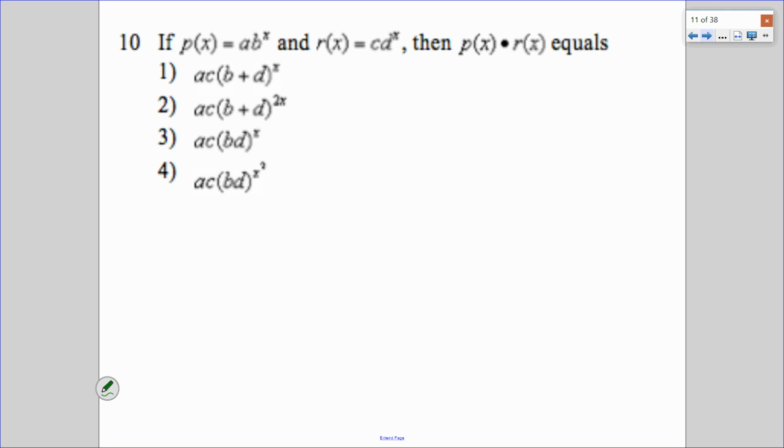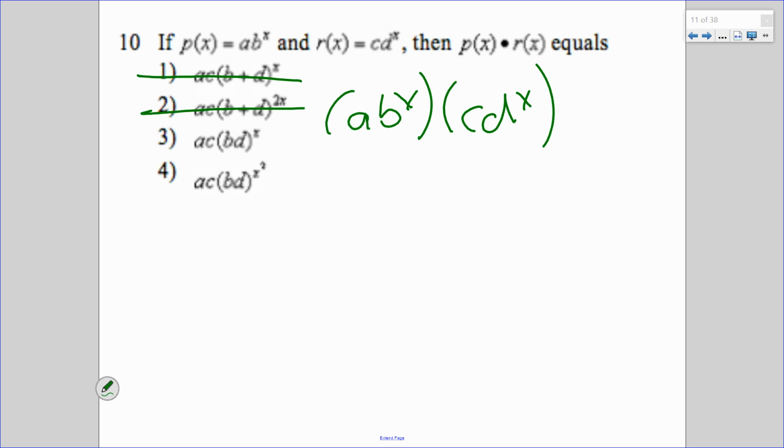All right. Number 10, P of x equals A times B to the power of x, R of x equals C times D to the power of x, and P of x times R of x equals, well, let's multiply them together. Do I see that right now? No, of course we don't. Are there any pluses or minuses here? No, so I know I can get rid of those choices.